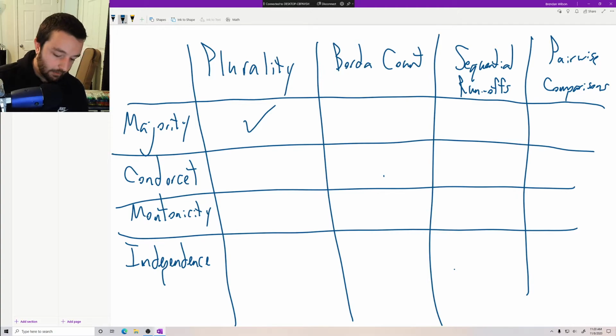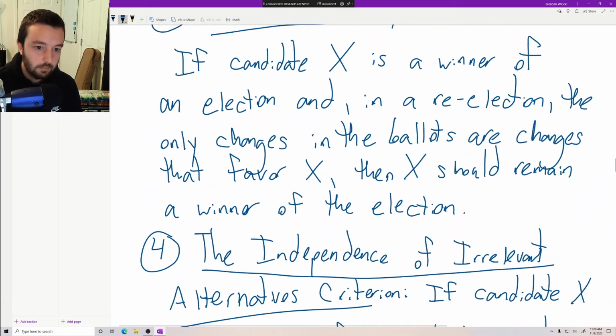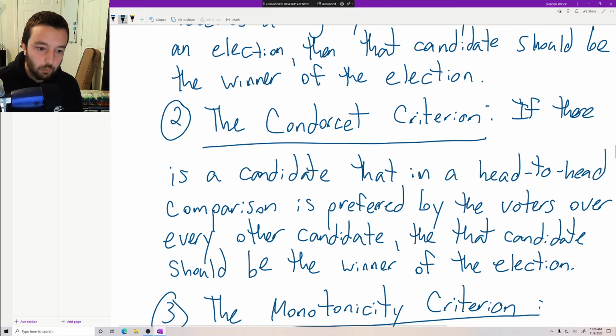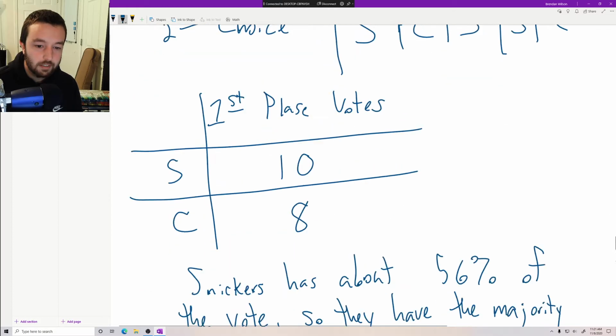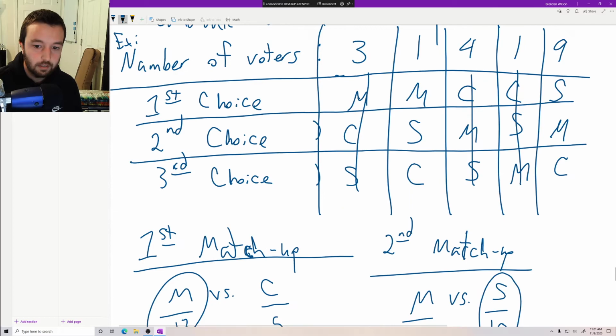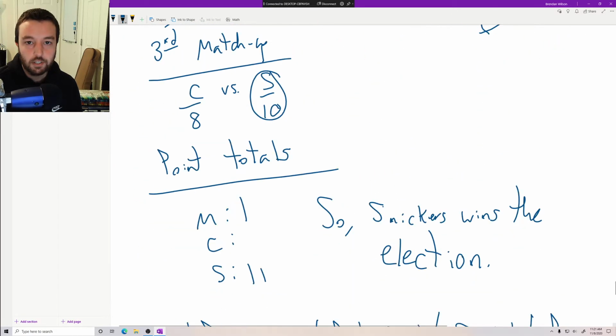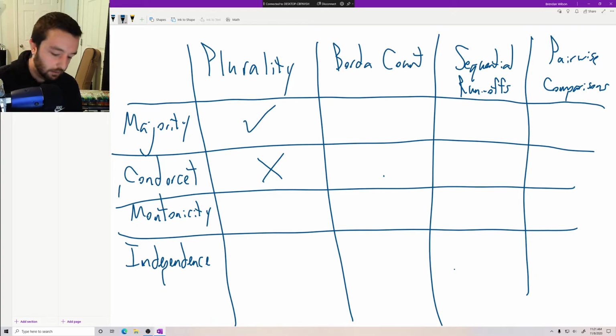It's not going to satisfy the Condorcet criterion. Just as a reminder of what that is, that was the one where in a head-to-head comparison, if they're preferred, they should be the winner. Okay. In our example, the majority person did win the head-to-head matchup, but that's not necessarily the case. Okay.